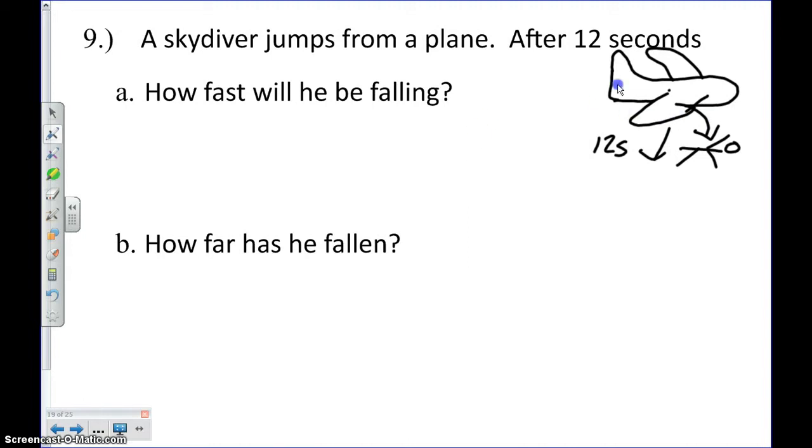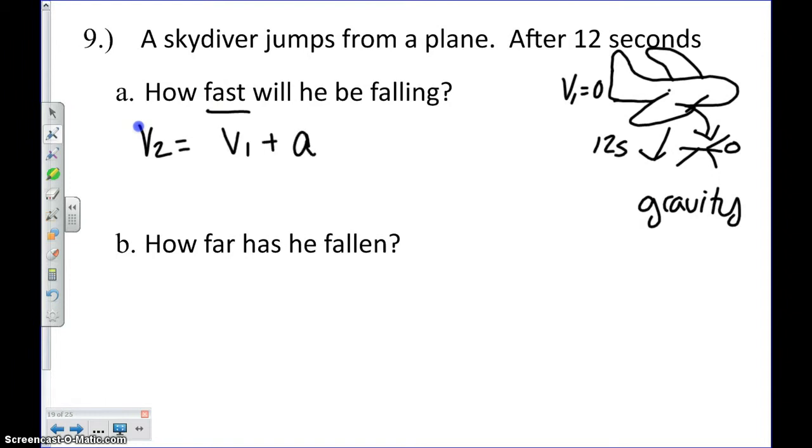So how fast am I going before I jump? I'm going, before I jump, 0 meters per second. And I need to know how fast I'm falling afterwards. So again, we're going to be using gravity. And I'm looking for a speed. This is asking me for a velocity, so I'm going to use this formula: v2 equals v1 plus acceleration times time.